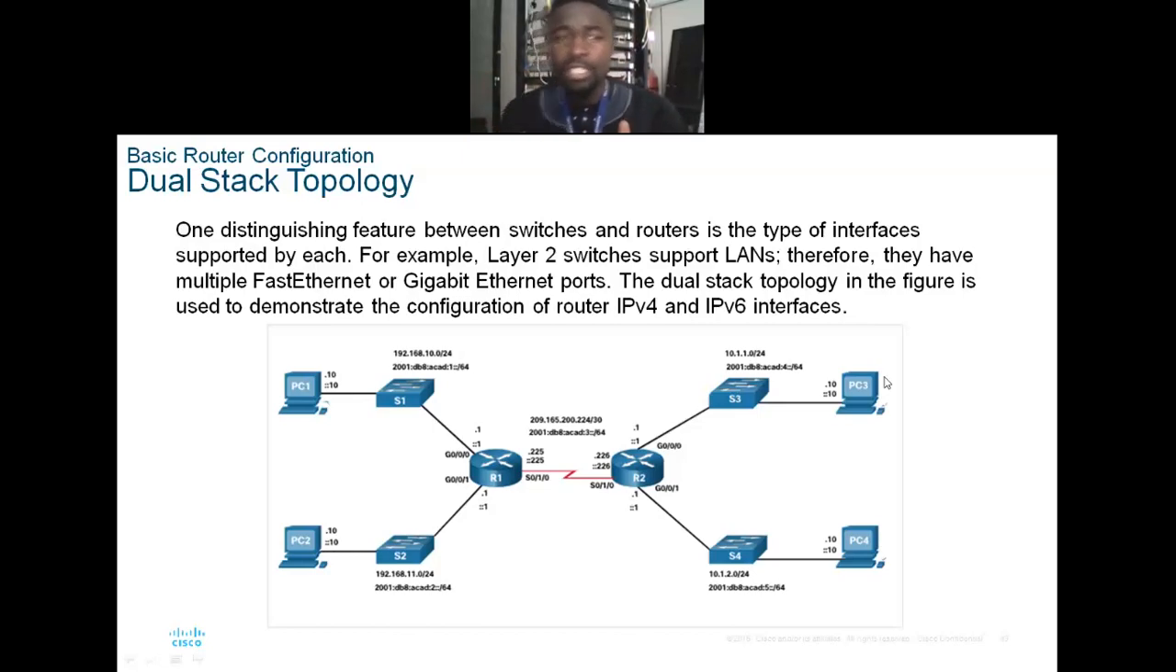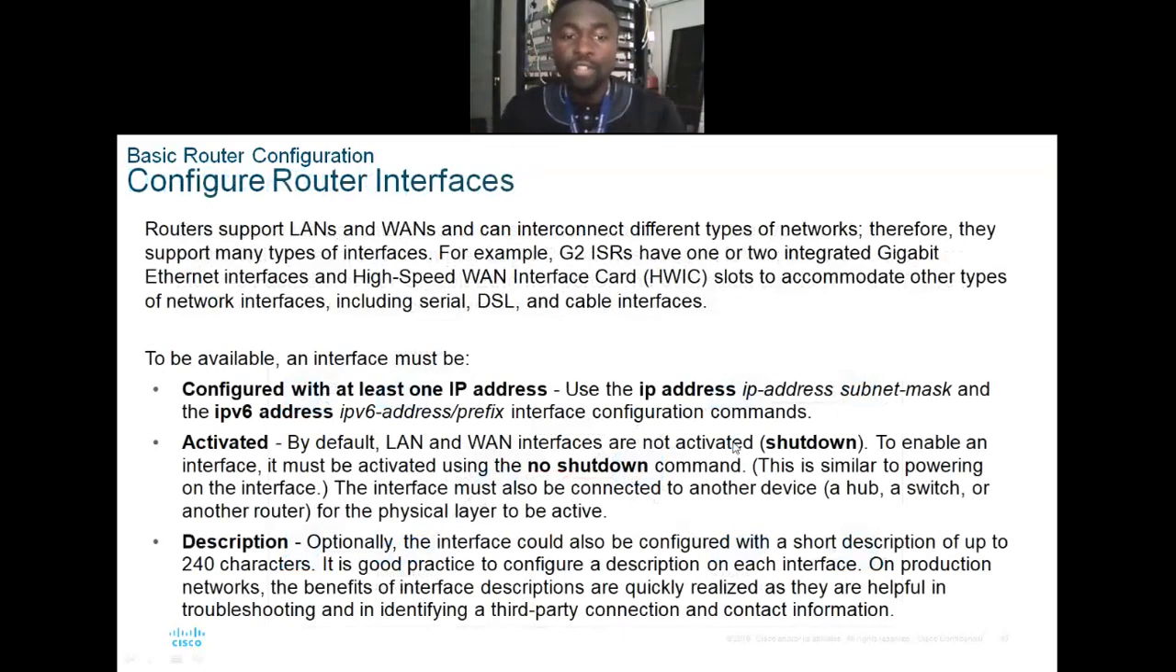So in this lab activity, you see that there are certain interfaces we will configure with IP version 4. There are interfaces we will also configure with IP version 6. So a laptop, a desktop, a system, a router interface or whatever can have an IP version 4 and can have an IP version 6 interface, all right? Depending on the kind of traffic that wants to run on it. So how do you configure your interfaces on your routers? Okay. Configured with at least one IP address, we need to use the IP address and then the subnet mask for IP version 4 and then the IP version 6 address.